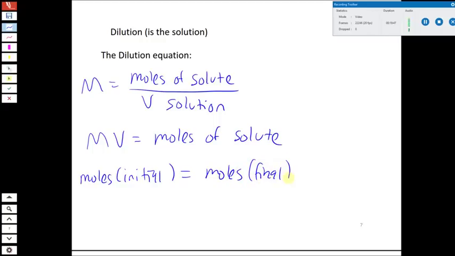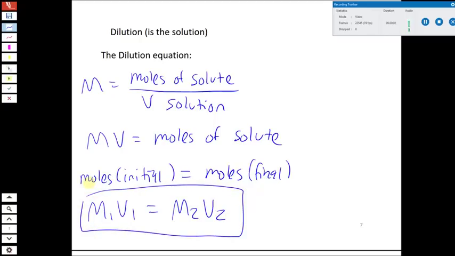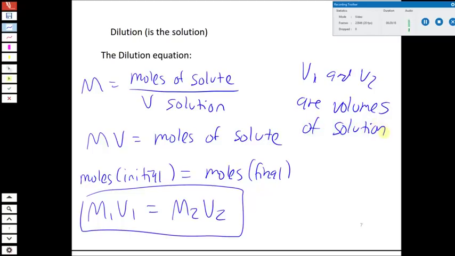And so then what that means is the product of M1V1, the molarity and volume that you start with, being equal to the number of moles, will be equal to the product of the final molarity and the final volume, M2V2. And so this relatively simple equation is the dilution equation, where again the volumes here, to emphasize, V1 and V2 are volumes of solution, not amounts of solvent that we use or anything like that. They're volumes of solution specifically, before and after dilution. Okay?